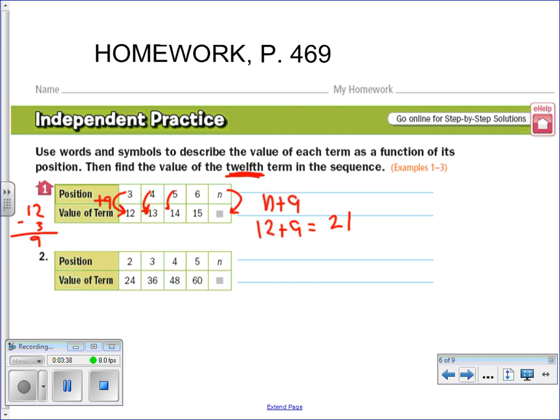Don't miss the obvious ones. That one was as easy as adding. This one's just multiplying. 2 times 12, 3 times 12, 4 times 12, 5 times 12, n times 12. So if n is 12, 12 times 12, the 12th term is 144.